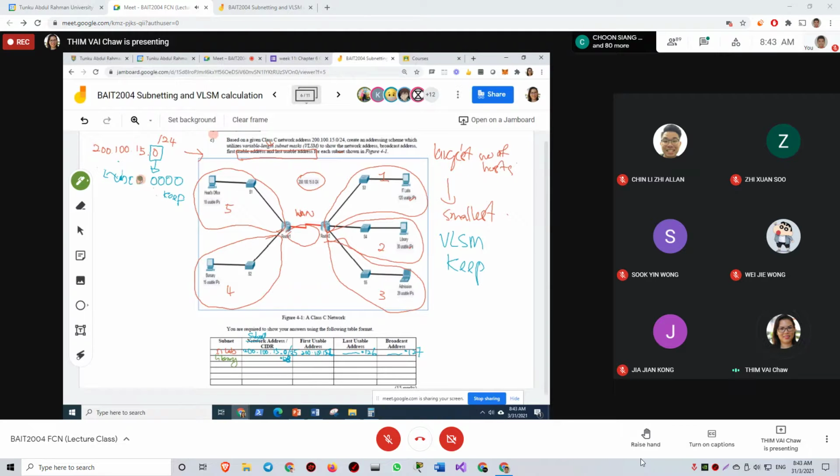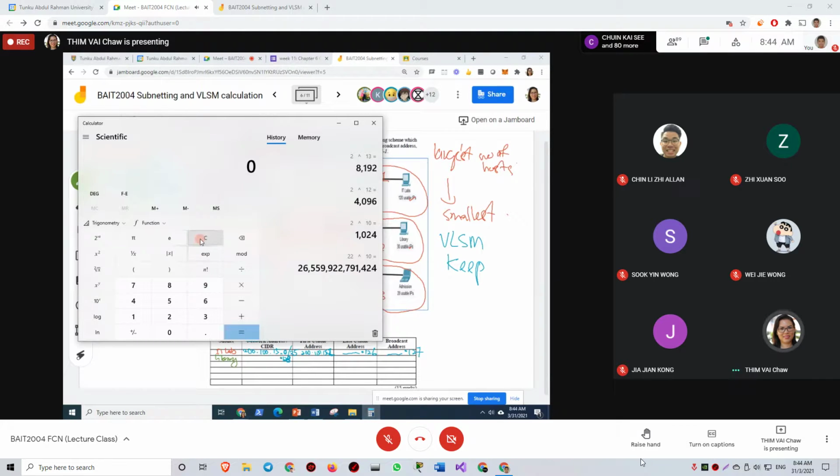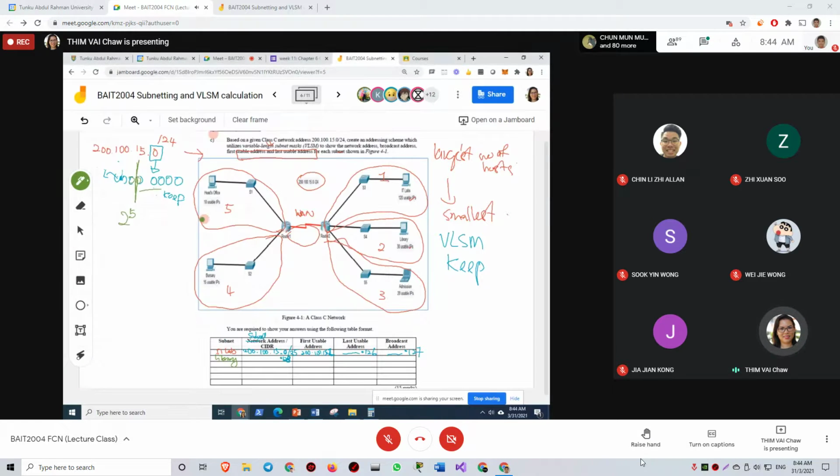The reason is, if I keep 5 bits, 2 power by 5, I get 32. I get 32 addresses minus 2, just enough. I will have 30 usable host addresses, just enough. So it means that in front, these 3 bits, I don't want. You give it to the network portion, pass it to the network portion.